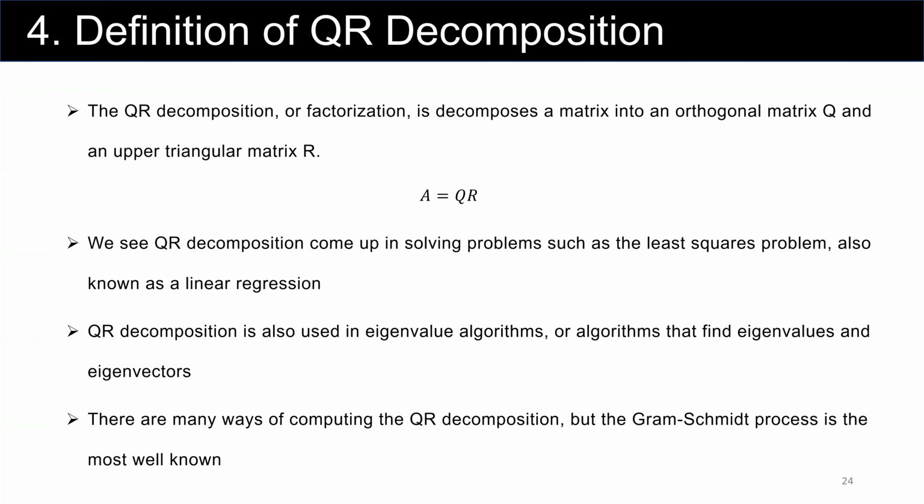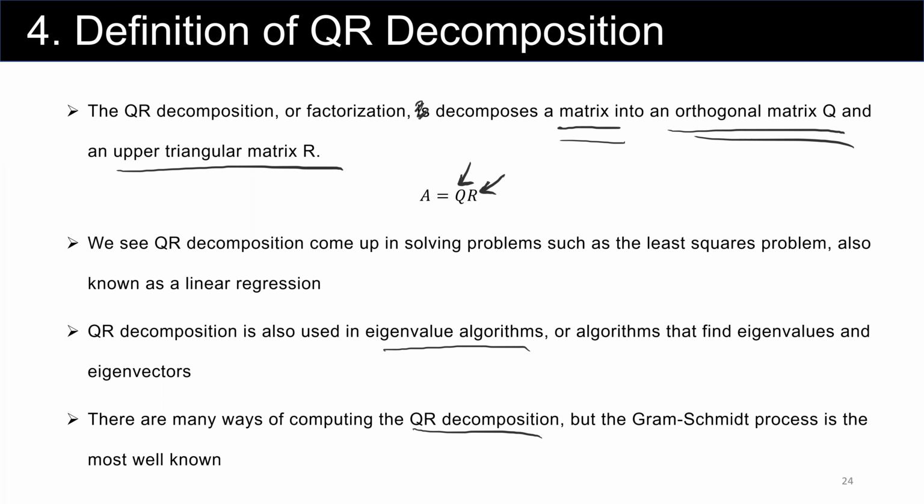All right. So the QR decomposition or factorization is to decompose a matrix into an orthogonal matrix called Q and an upper triangular matrix called R. We see QR decomposition in solving several problems, such as least squares problems, also known as linear regression. Also, QR decomposition is used in algorithms that find eigenvalues or eigenvectors. There are many ways of computing QR decomposition, but in this lecture, we focus on the Gram-Schmidt process.